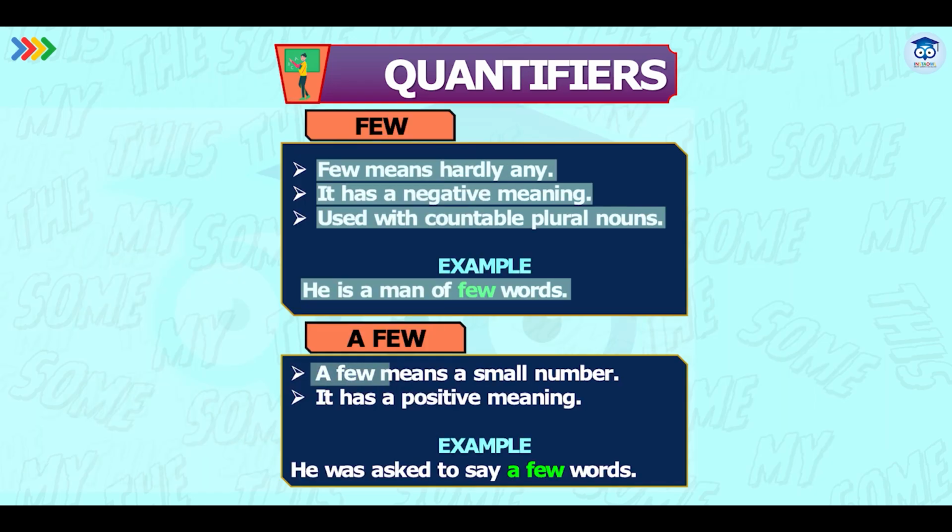On the other hand, a few means a small number and has a positive meaning. It suggests that there is at least some amount. For instance, in the example, he was asked to say a few words. The phrase shows a small but sufficient number of words.